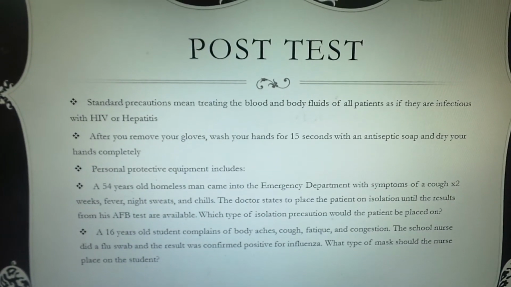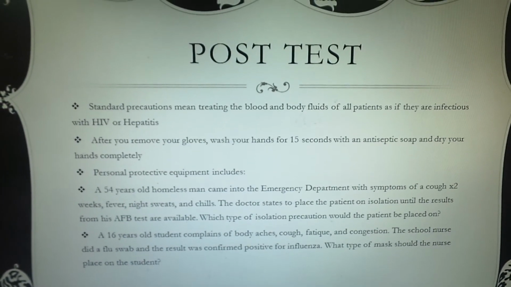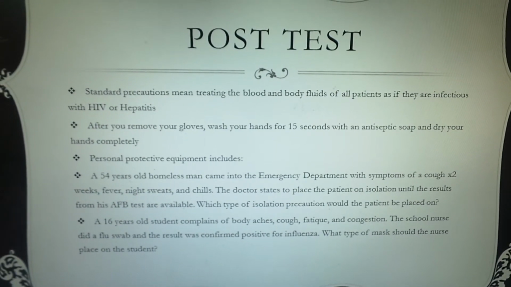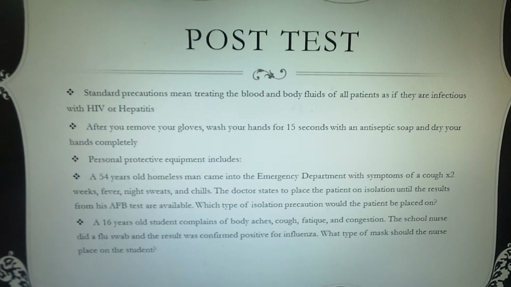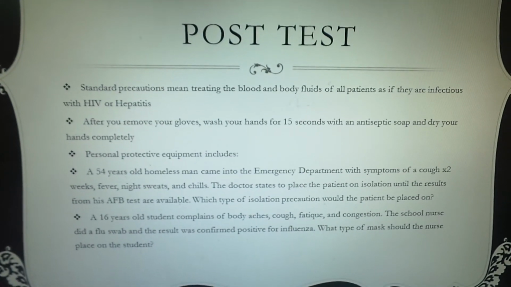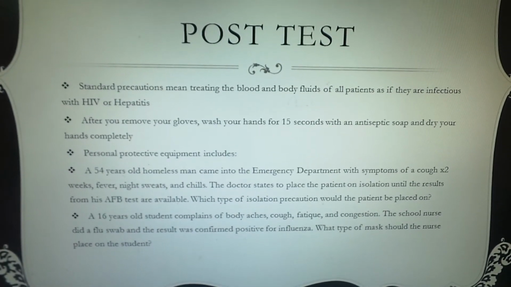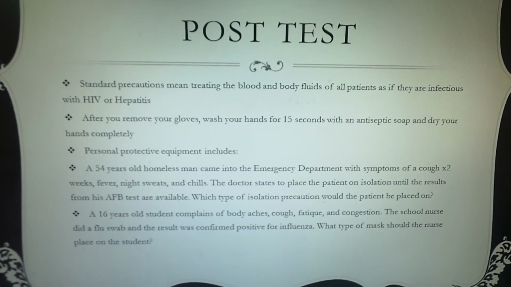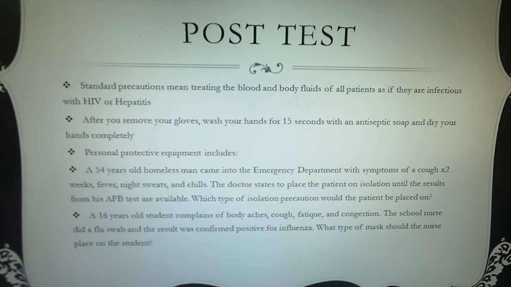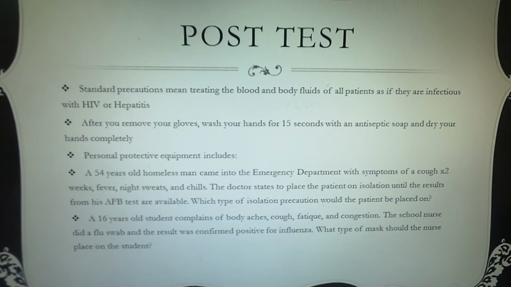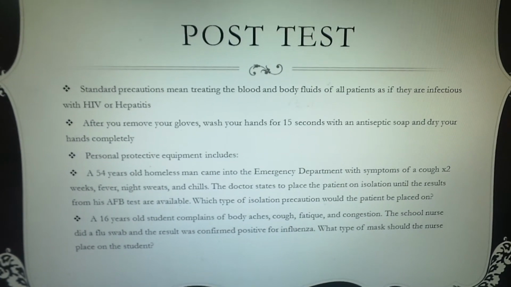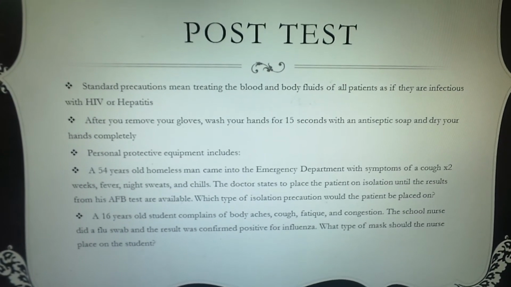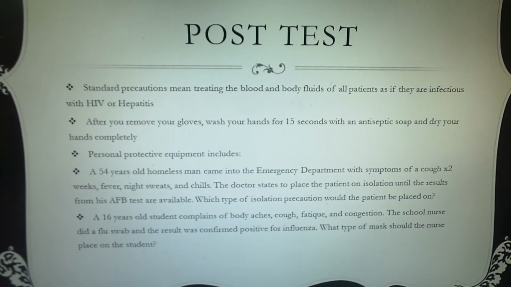Standard precautions mean treating the blood and body fluids of all patients as if they are infectious with HIV or hepatitis. This would be true. After you remove your gloves, wash your hands for 15 seconds with an antiseptic soap and dry your hands completely. This would also be true. We did say at least 20 seconds, but 15 is the minimum recommendation.